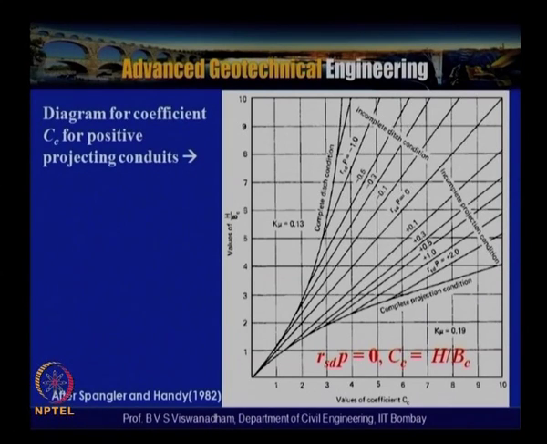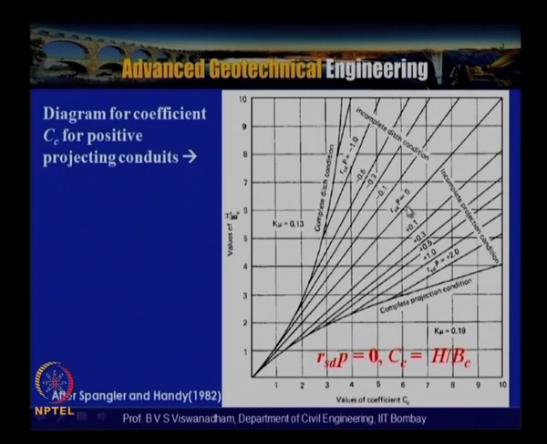So in order to compute this Cc value by considering the factors for the different possible conditions, the diagram for the coefficient Cc for positive projecting conduits is given here, where this curve is for values of the coefficient Cc on the x axis, ranging from 0 to 10, and for different values of H by Bc. This side is for k mu equal to 0.19 and this side is for k mu equal to 0.13.